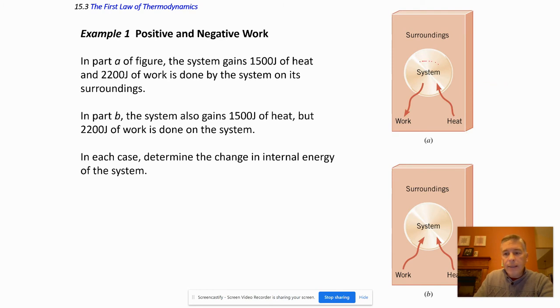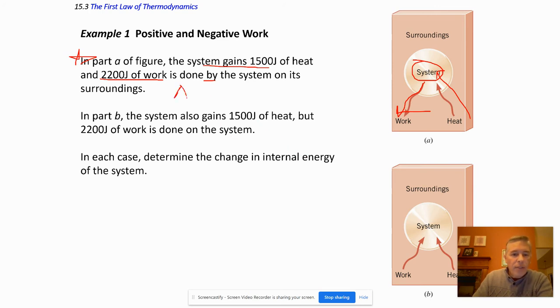And in this first situation, the system is doing work on its surroundings. So maybe it's a gas that pushes against the piston. So it pushes against its surroundings, but you're adding heat to the system. So heat is going into the system. I love this little picture over here to help. In figure A, they give us some numbers: the system gains 1,500 joules and 2,200 joules of work is done by the system. In this particular case, determine the change in internal energy of the system.